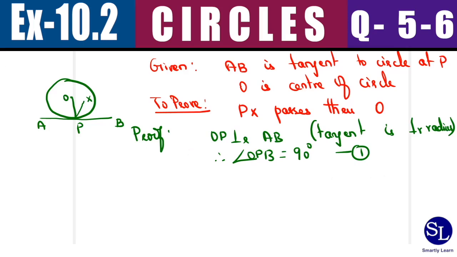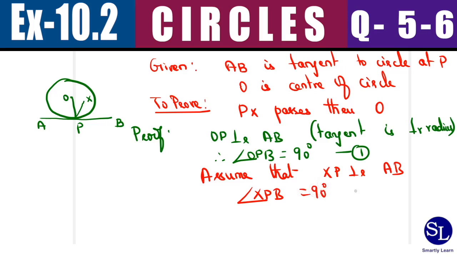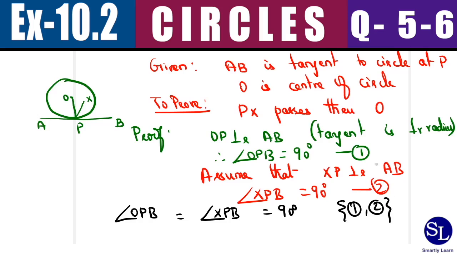So now let us also assume XP is perpendicular to AB. So this means angle XPB is also going to be equal to 90 degrees. I'm marking this particular statement with equation number 2. So from 1 and 2, what do we know? Angle OPB will be equal to angle XPB, which will be equal to 90 degrees, because that's how we derived. So this is derived from 1 and 2.